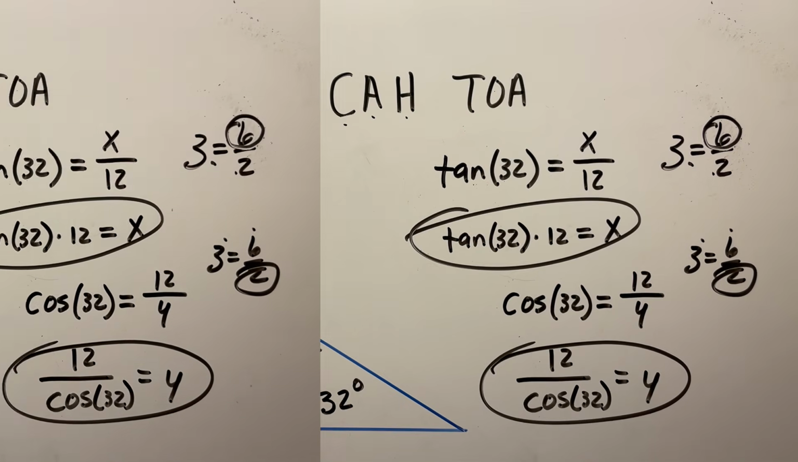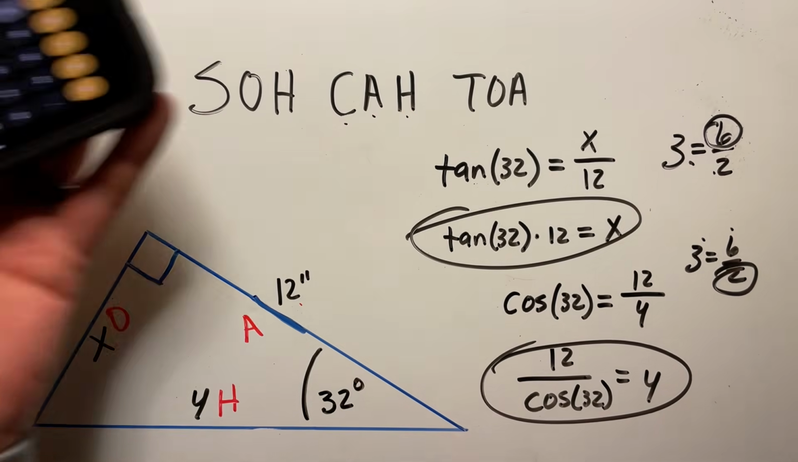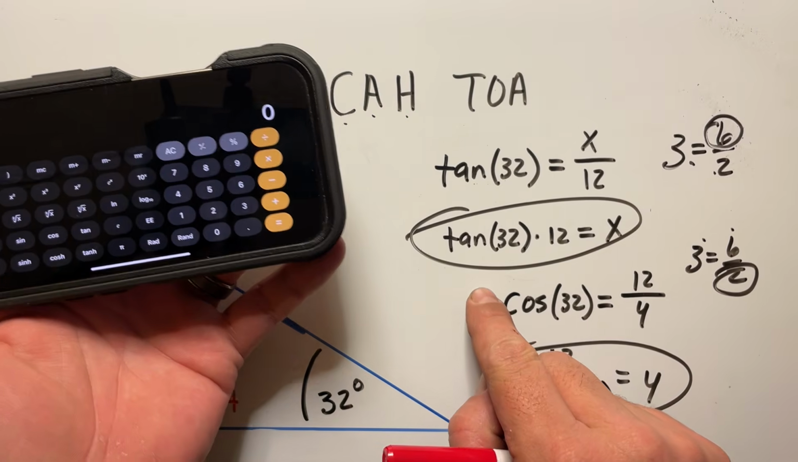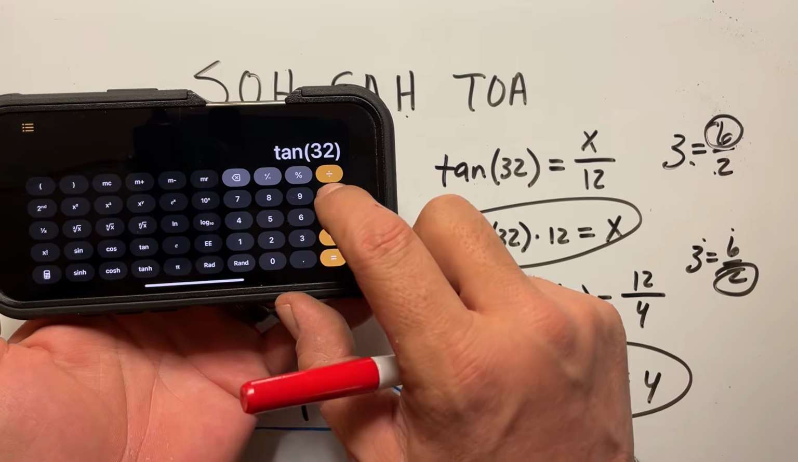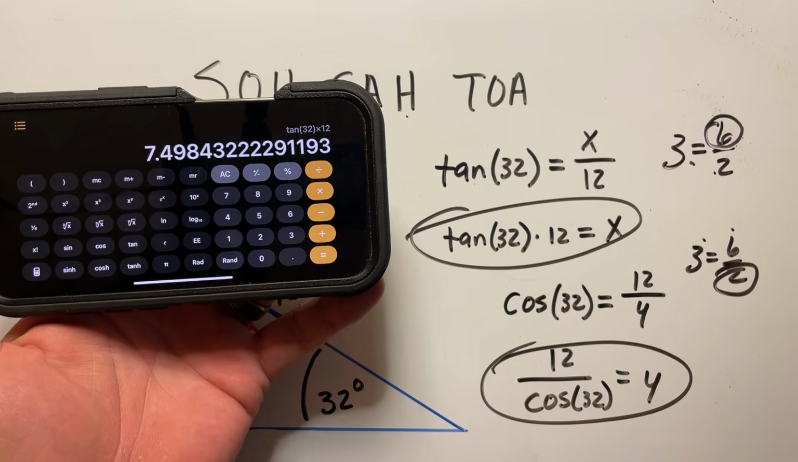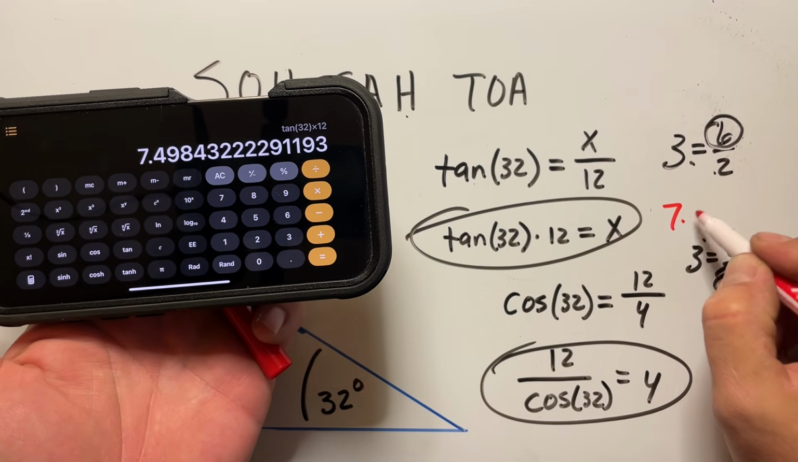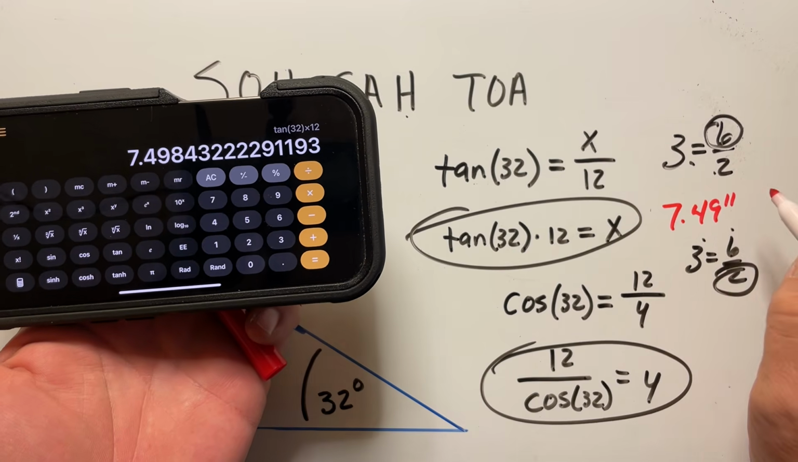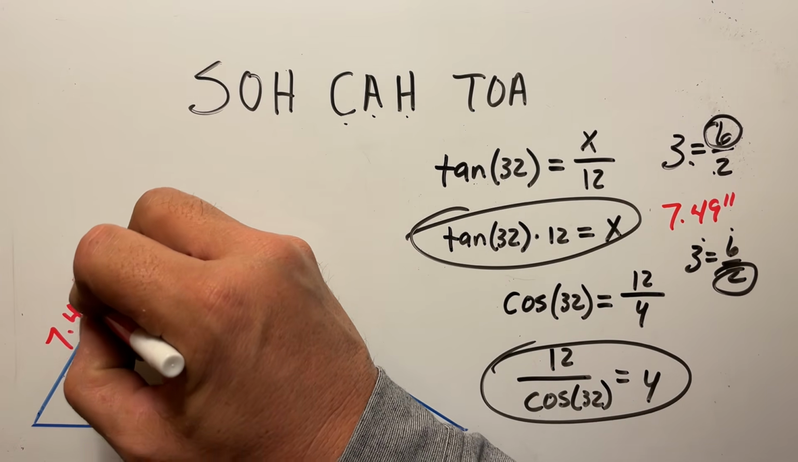Okay, now that we have our formulas, let's pull in our calculator and figure out what these are. In the first one, it's going to be 32 tangent multiplied by 12 to get our answer, and that will be 7.49 inches. So 7.49 inches, that's our x value.